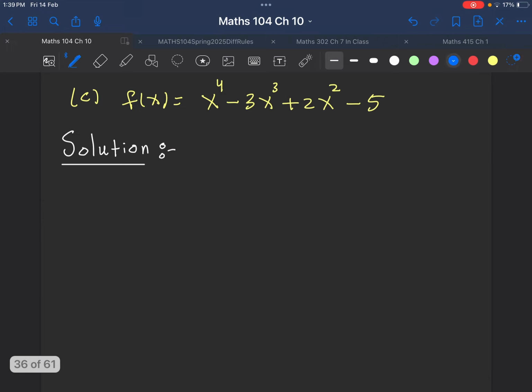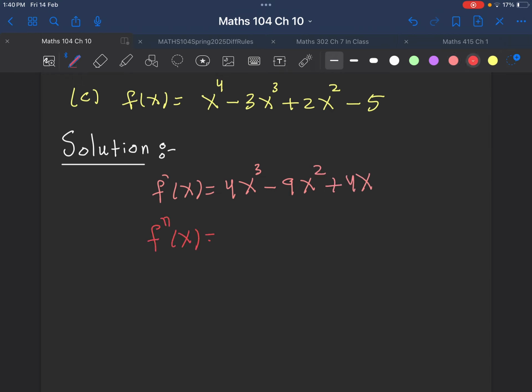Let me do the final question, which is part C, and we'll go through the same similar steps as we just did. So the first step, you find the first derivative. Derivative of x power 4 is 4x cubed minus 9x squared plus 4x. And then we find the second derivative, which will give me 12x squared minus 18x plus 4. That's what we get here.